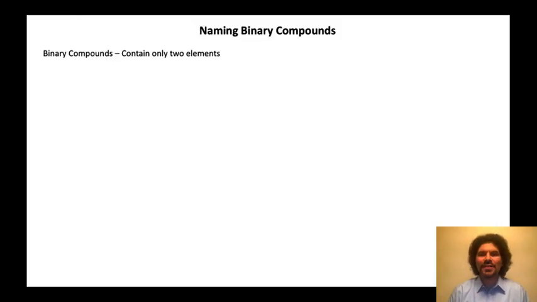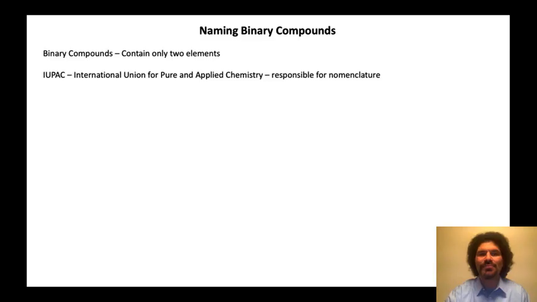Having learned about formulas in the previous lesson, we now turn our attention to how we name compounds. And we're going to focus in this lesson on naming binary compounds. So a binary compound, by definition, is a compound that contains only two elements.